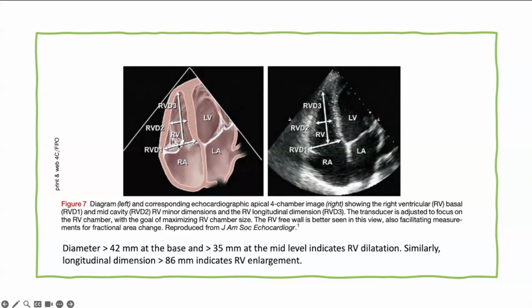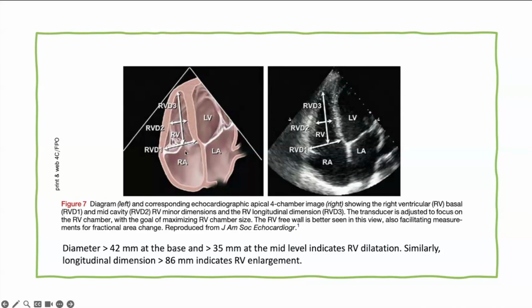And this is important for getting a sense of whether there is any dilation or not. Typically our reference values are a basal diameter of 42 millimeters at the base, 35 millimeters at the mid RV, which if greater than that can indicate some RV dilation. And in the longitudinal dimension, we're looking for something greater than 86 millimeters, which may suggest lengthening of the RV or RV enlargement as well. Remember, as the RV progressively enlarges, it will start to take over some of the apex as well, and so you'll get a longer linear dimension of the RV there.